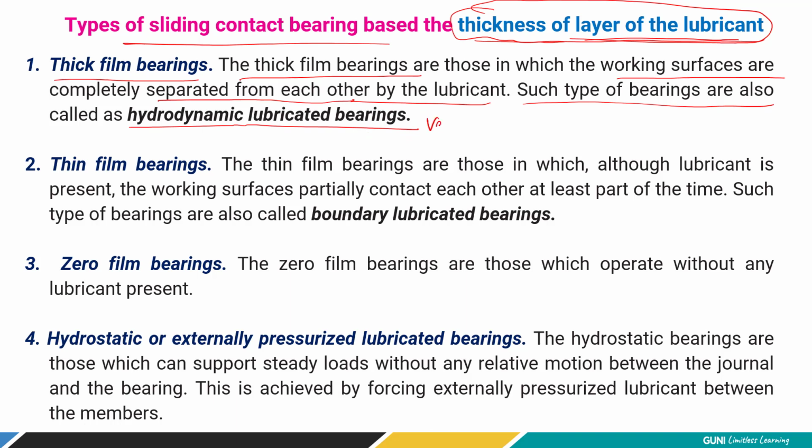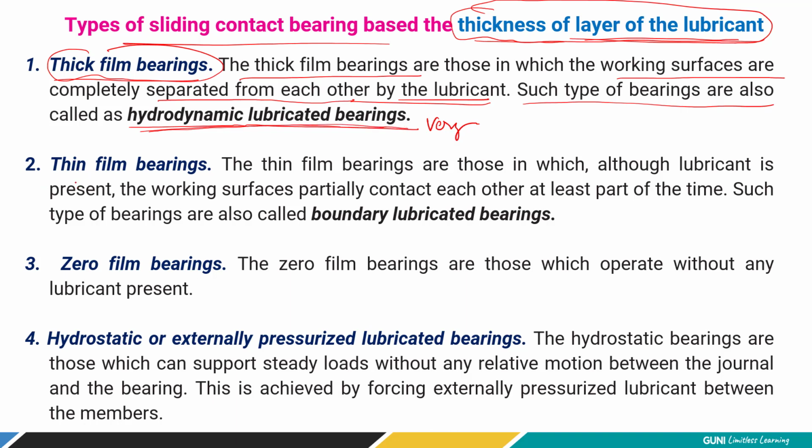Try to understand, this is very important. Whenever there are two elements, one rotating and one fixed, separated by lubricant oil all the time, I repeat, all the time during operation, such a bearing is referred to as a hydrodynamic lubricated bearing. It is also referred to as a thick film bearing. So under thick film bearings, the hydrodynamic lubricated bearing is included.